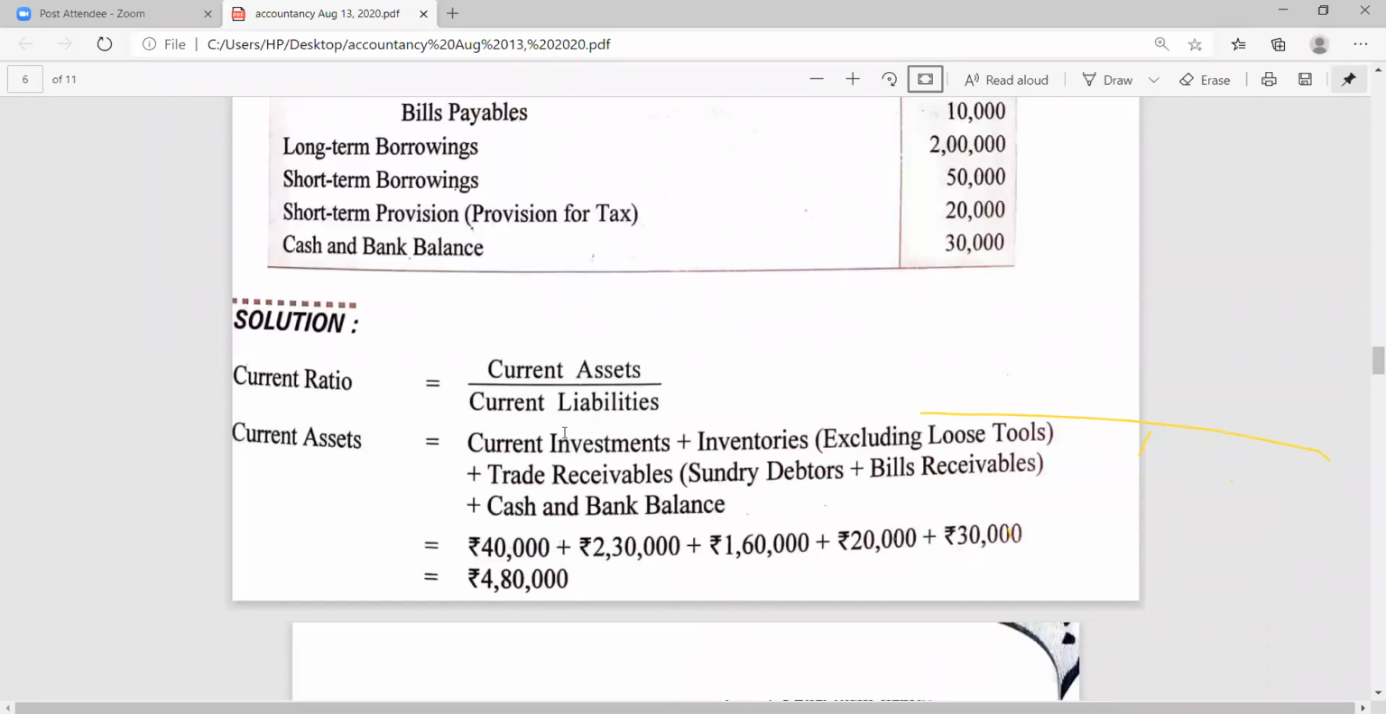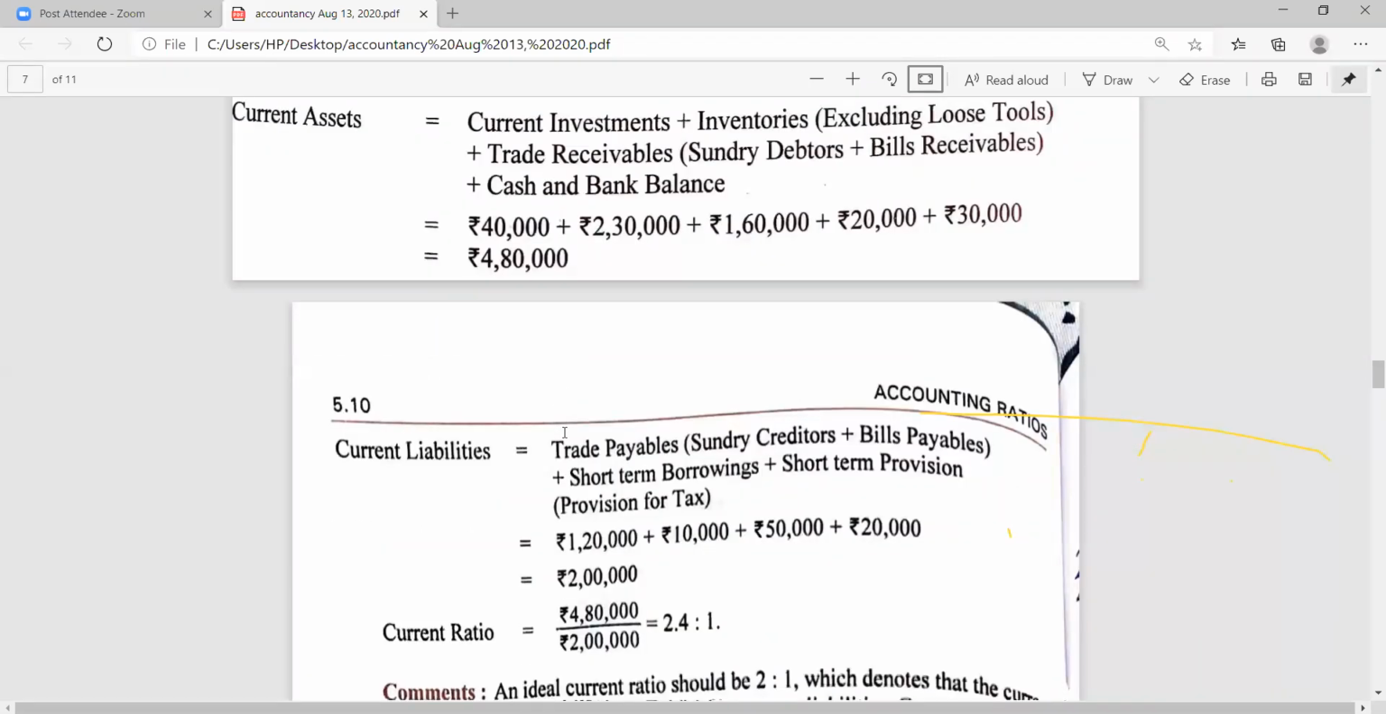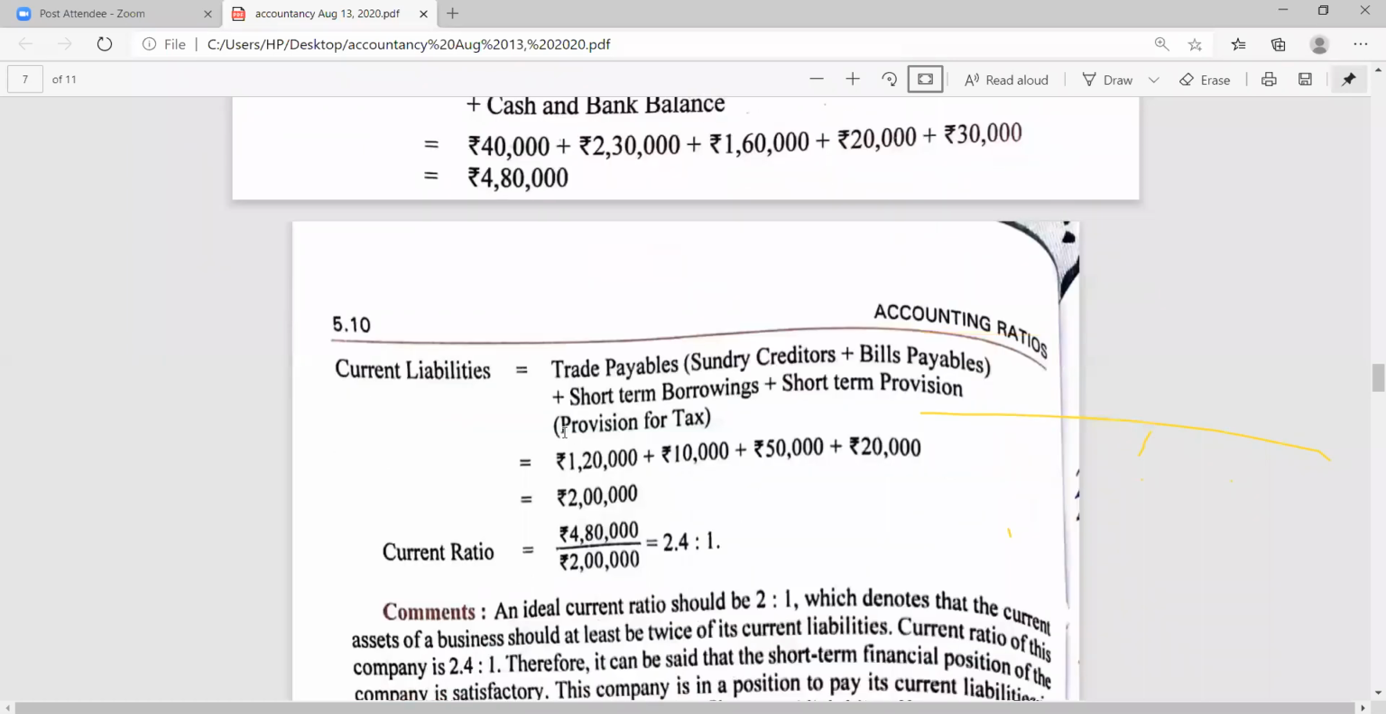So current assets consist of current investment, inventory excluding loose tools, trade receivable, sundry debtors and receivable, cash and bank balance. Current liabilities include trade payables, short-term borrowings, short-term provisions. In this way, you are able to get the value of the current assets, that is 4,80,000, and the value of current liability, that is 2 lakh. Now the current ratio is 4,80,000 divided by 2 lakh, which is 2.4:1.